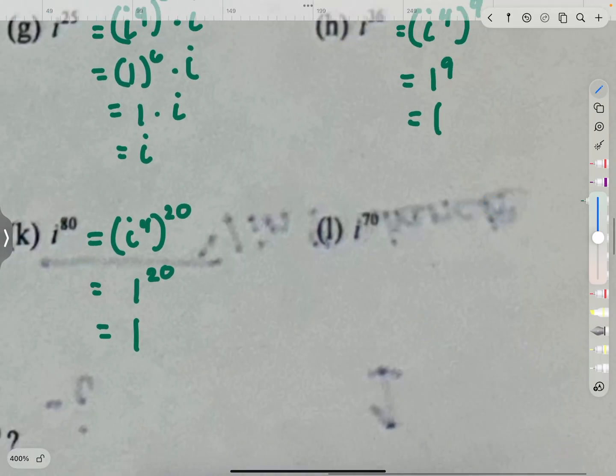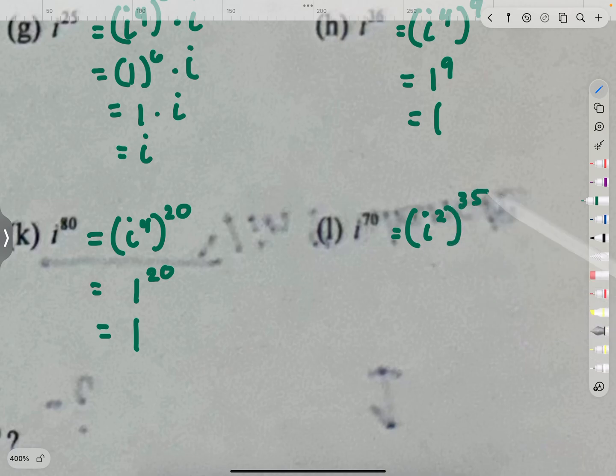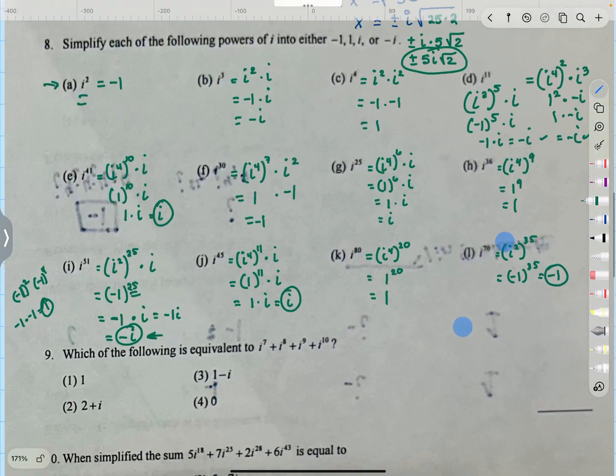And finally, i to the 70th. I'm going with i squared because i squared goes into it 35 times. 2 times 35 is 70. i squared is negative 1. And I've got an odd number of them. So it comes out to a negative 1.